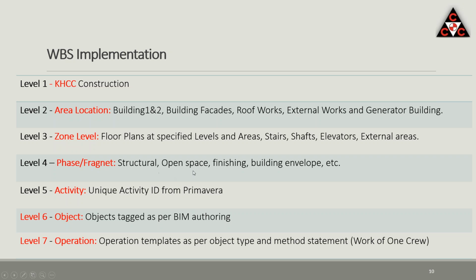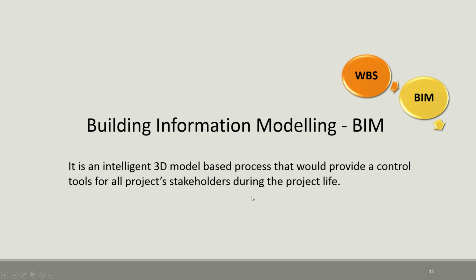So the phases were structural, open space, finishing, and building, and this time we concentrate on finishing. Level 5 activity, as I said, Primavera activities. Objects are rooms in this case, and operations are all the activities within the discipline, because each activity has one: tiling, painting, so all the operations needed to complete that activity in Primavera.